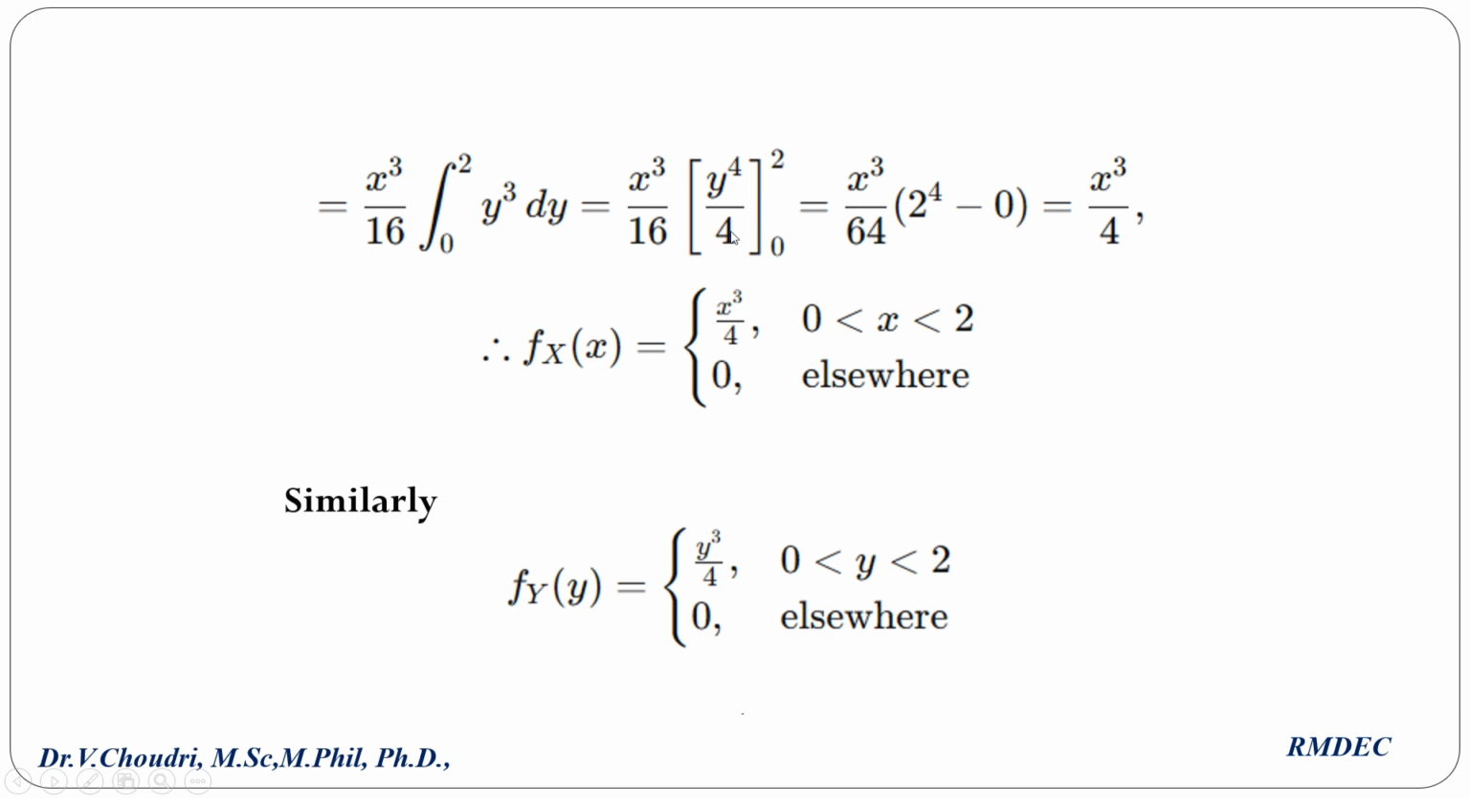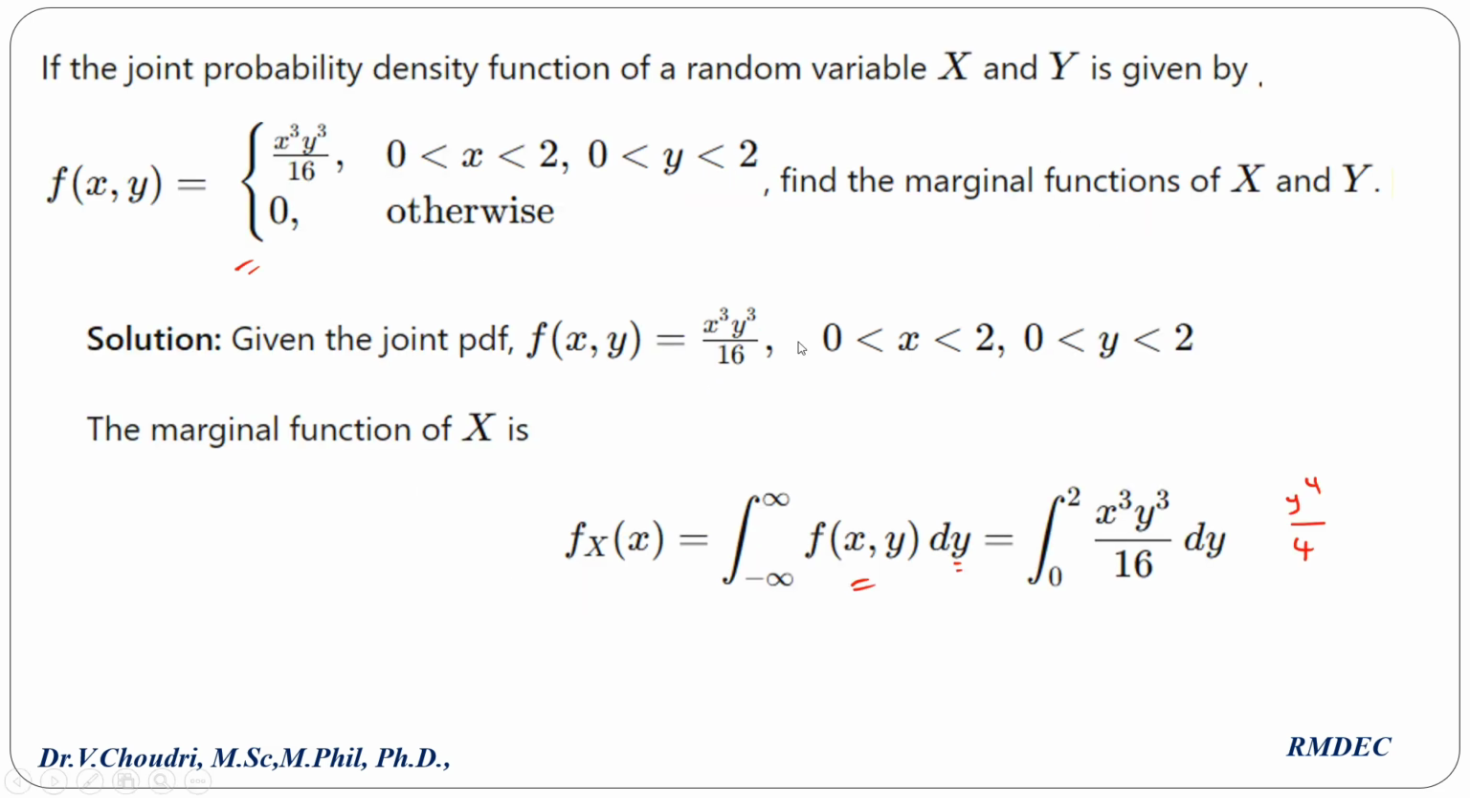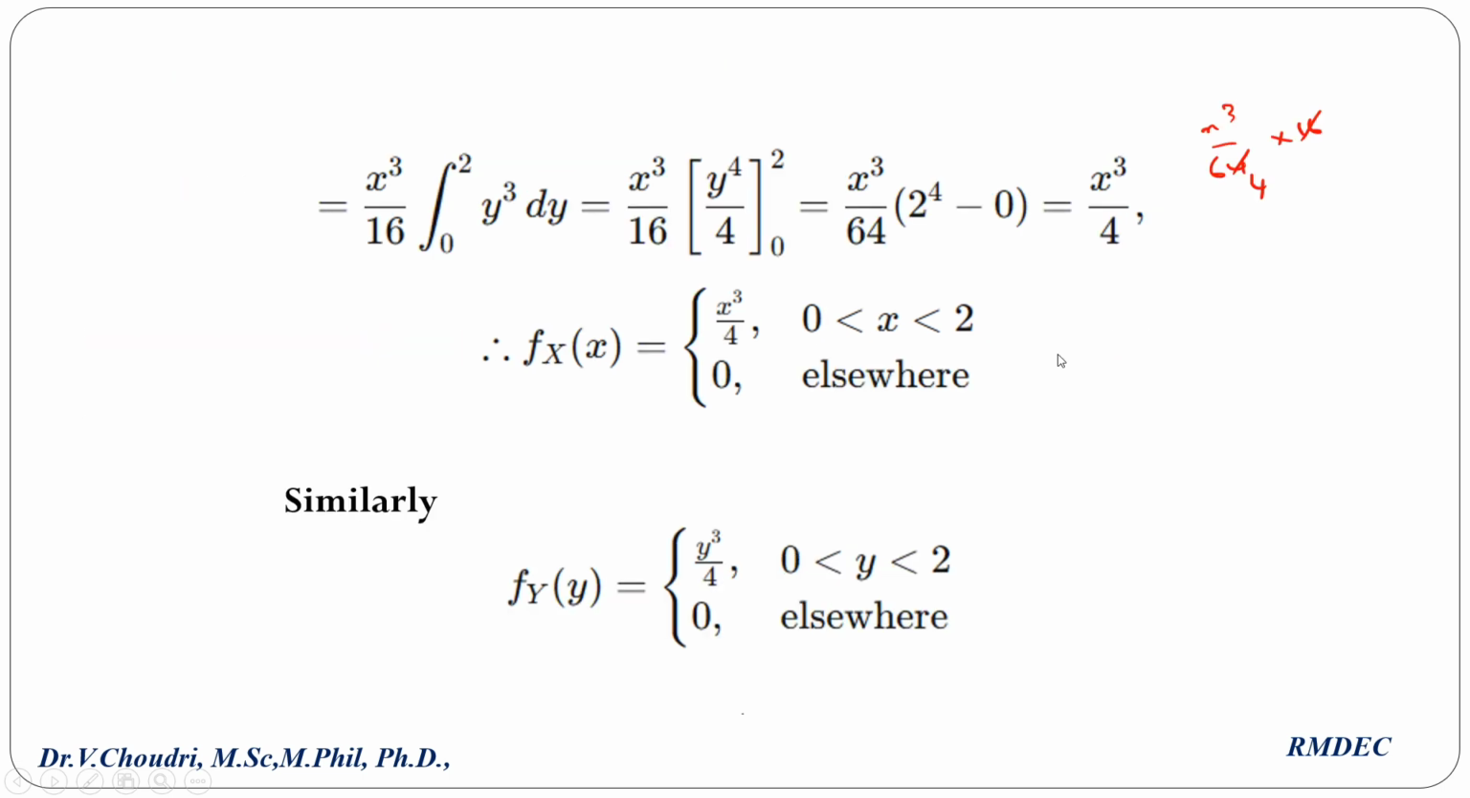x power 4, y power 4 by 4, limit 0 to 2. So upper limit 2, lower limit 0. So 2 power 4 minus 0, 2 power 4 value equal to 16. So x cube by 64 into 16, cancel from 4. Okay, so x cube by 4. Since x and y both are having power 3 and both having same limits, we can write easily what?